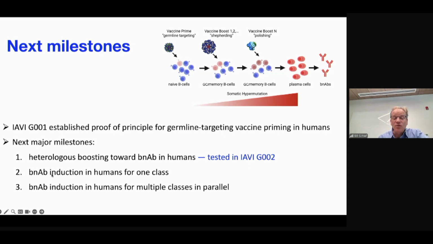Beyond that, we need to go further and actually induce broadly neutralizing antibodies for one of those classes, at least one of those classes that I showed you in the beginning, binding to one particular epitope. And ultimately, to make a vaccine, as I mentioned, we need to demonstrate bnAb induction in humans from multiple classes simultaneously. So this is just showing you where we are sort of on the path toward hopefully making an HIV vaccine.